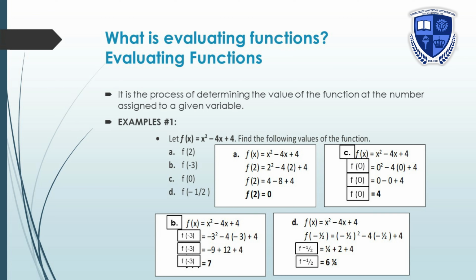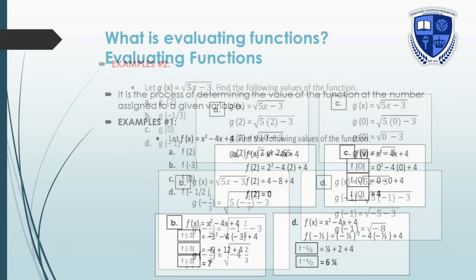Letter D, f of x is equal to x squared minus 4x plus 4. So, yan pa rin po yung ating given. We can substitute the value of x. It is negative 1/2. Negative 1/2 squared is equal to 1/4. Negative 4 times negative 1/2 is equal to positive 2 plus 4. Yung plus 4, bring down lang po yun. 1/4 plus 2 plus 4 is equal to 6 1/4. So, this is the answer for letter D.